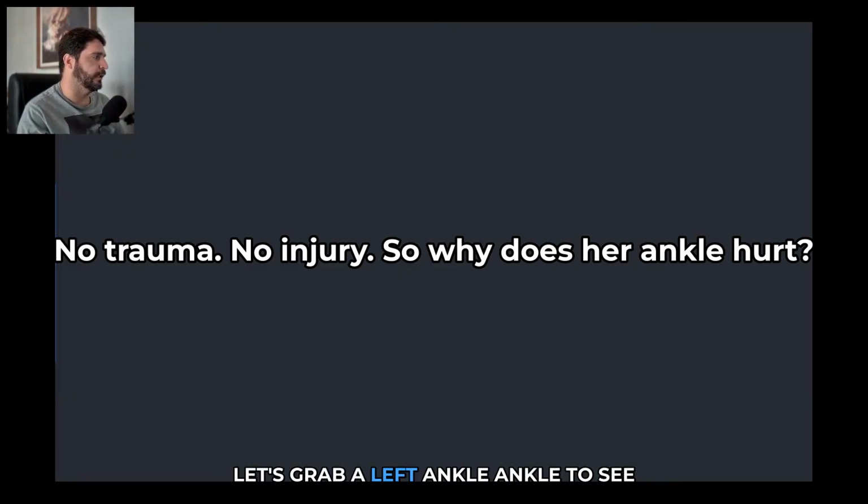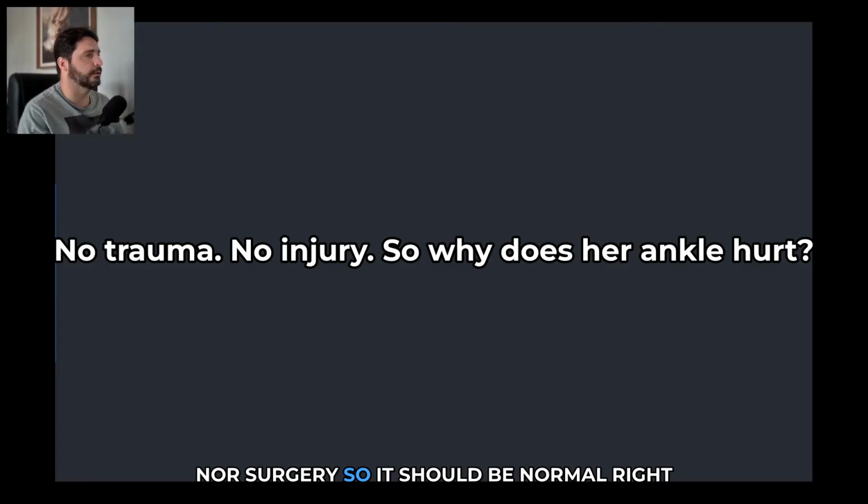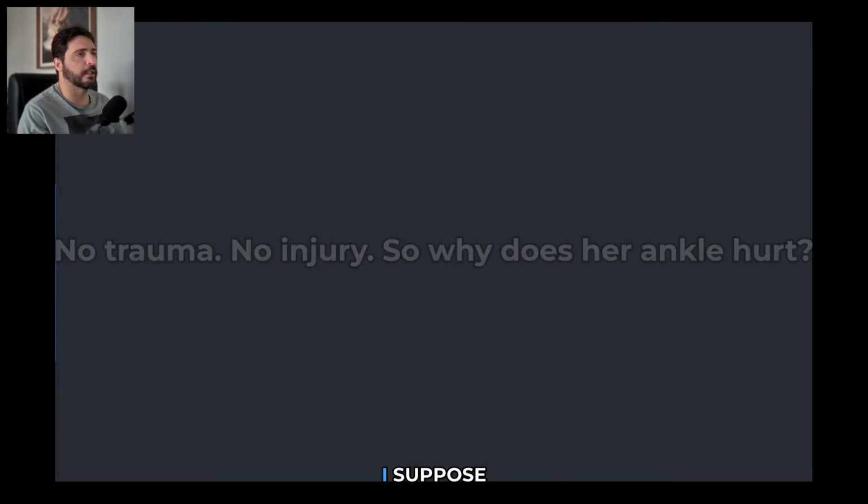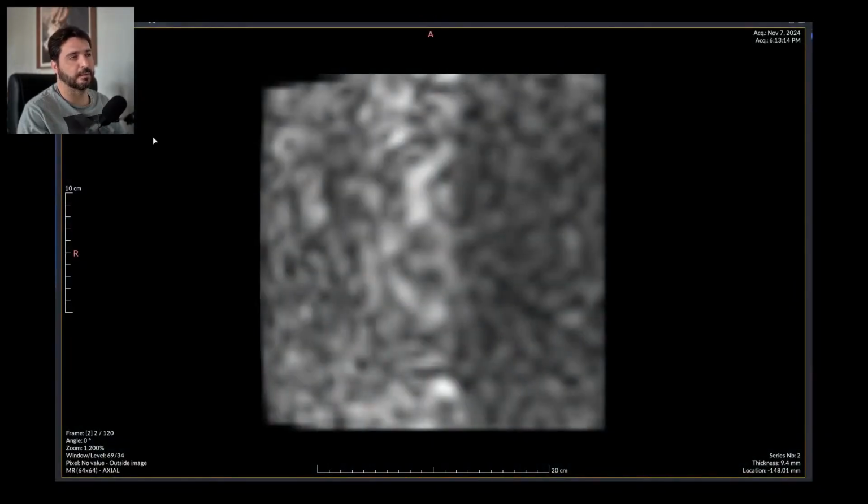Let's grab a left ankle to see if we can make some sense out of it. Also a right ankle, same patient, both sides. It says pain and instability, no trauma nor surgery. So it should be normal, right? I suppose.